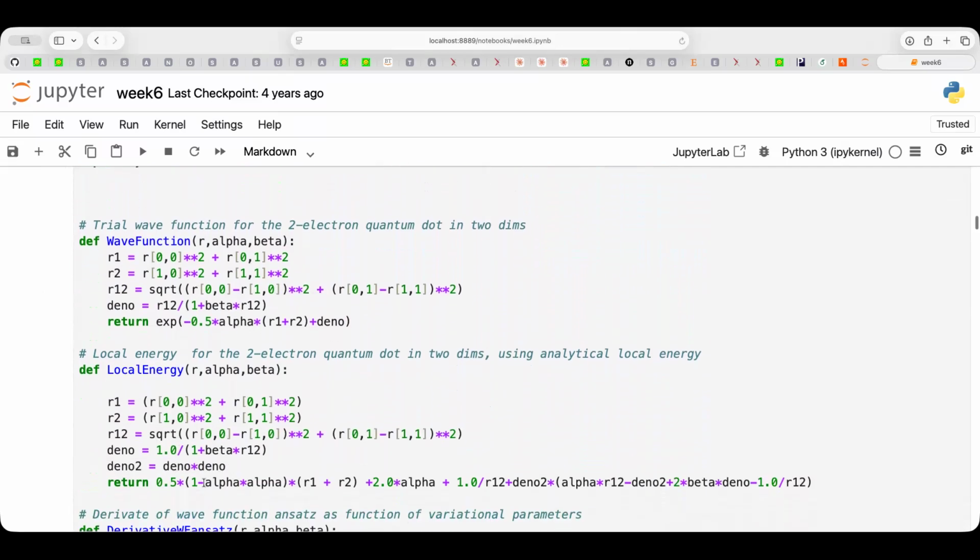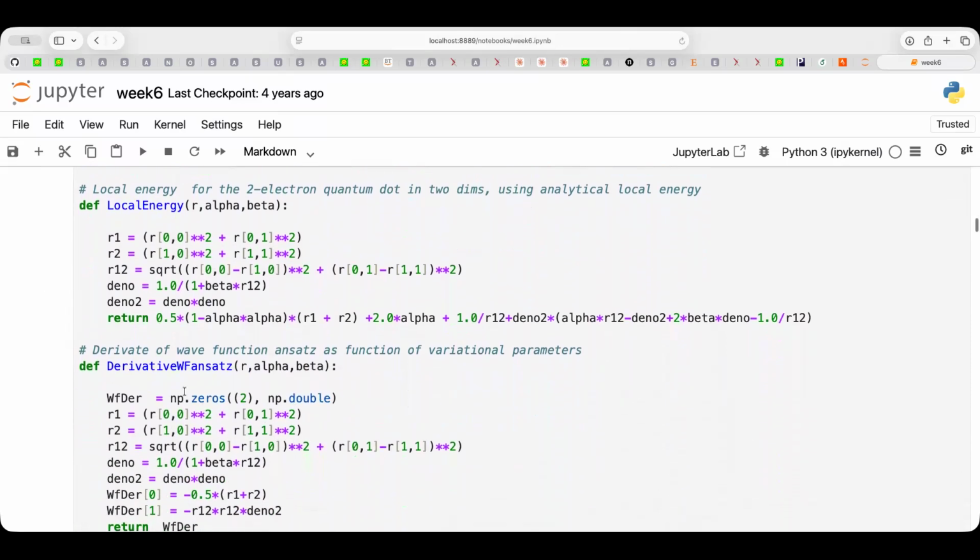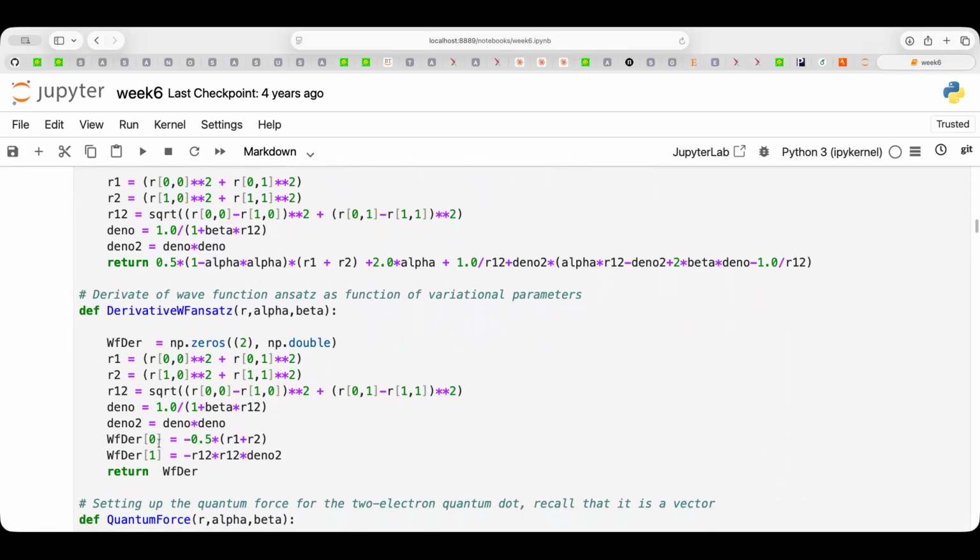We have the local energy, where we have an analytical expression for it. We have the derivative ansatz. So this is the derivative of the trial wave function as a function of the parameters. So now I have 2 parameters, alpha 0 and alpha 1. I call them alpha and beta in the program here. So these are the derivatives which I need for the wave function ansatz when I'm now plugging that into the calculation of these additional integrals.